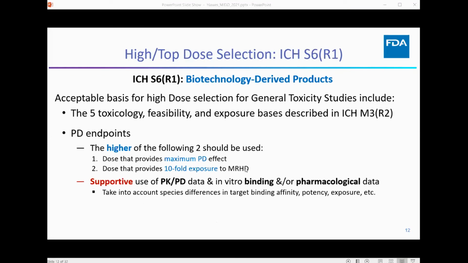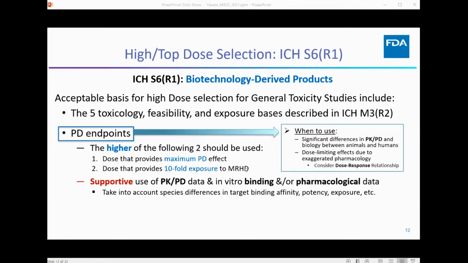Guidelines for selecting an appropriate high dose for biotechnology-derived drug products are described by ICH S6R1 and can also be based on the 5 toxicology, feasibility, and exposure bases for small molecules that we just talked about for ICH M3R2. However, PD endpoints, including the dose that provides the maximum PD effect or the dose that provides a 10-fold exposure margin, may also be an appropriate basis for setting the high dose in a non-clinical bioassay for a biotechnology-derived drug product, with, of course, the higher dose being the one that would be preferred.